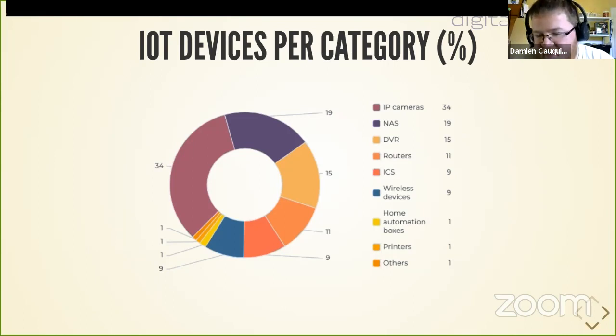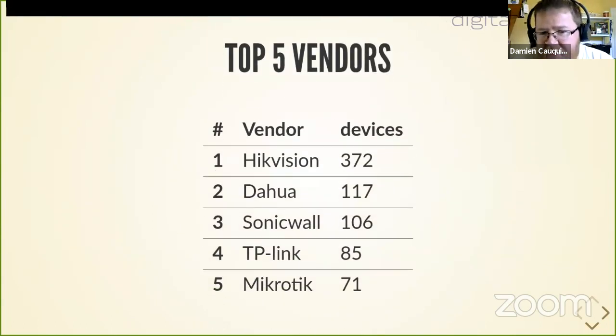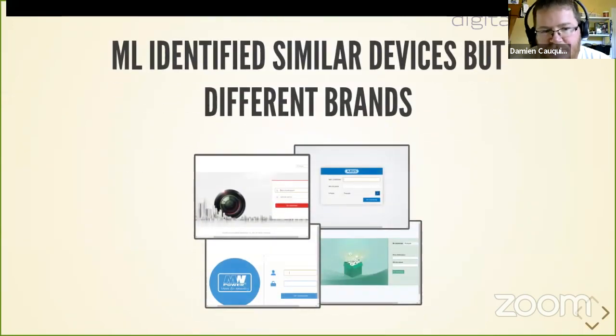So this makes sense. The top 5 vendors, the first one is Hikvision, which is an IP camera vendor with more than 300 devices. Then Dahua, which is also a DVR and IP camera vendor. And then more common vendors such as SonicWall, TP-Link, MikroTik, which are mostly appliances or devices directly connected to networks. So this again makes sense. But I was surprised by the number of IP cameras available on the internet.